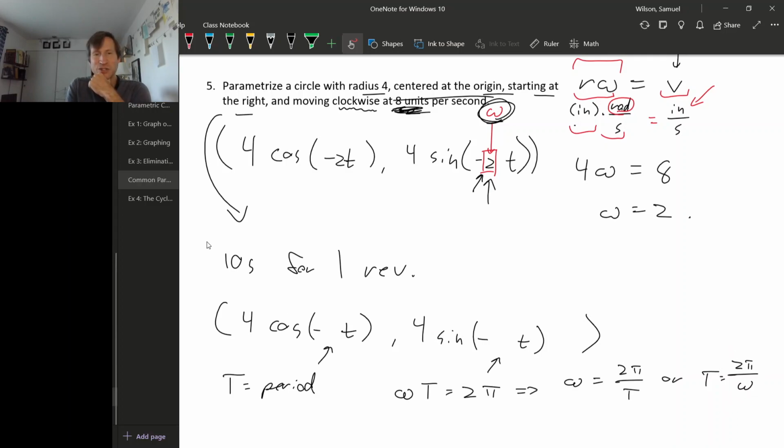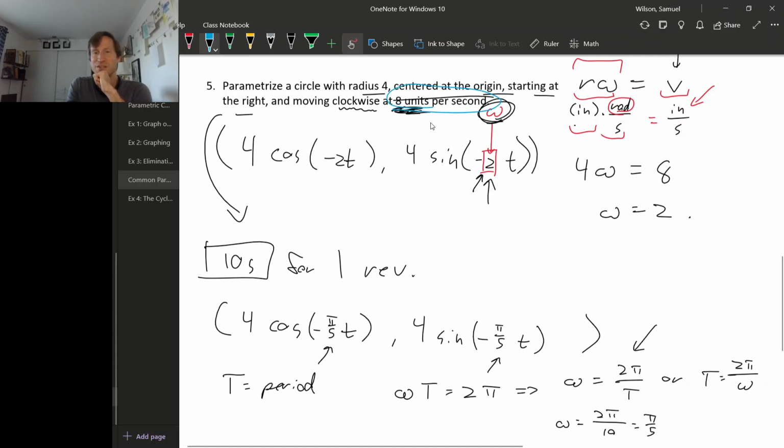Well, in this situation, we know the period that we want, but we don't know omega, so let's use this equation. So omega is 2 pi over the period, which is 10, and so that means omega should be pi over 5. So we'll put pi over 5 in here. Okay, so whether you know how fast you want your object to move, or you know the period that you want, both of these scenarios let you figure out the correct angular speed for your circle.